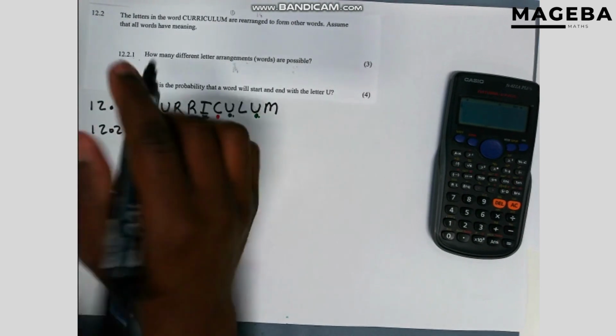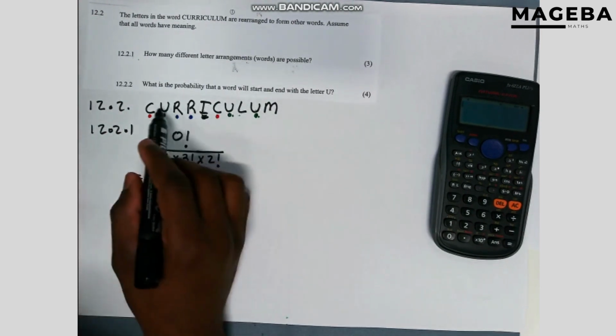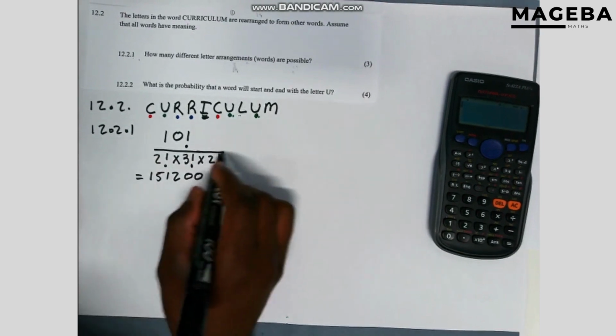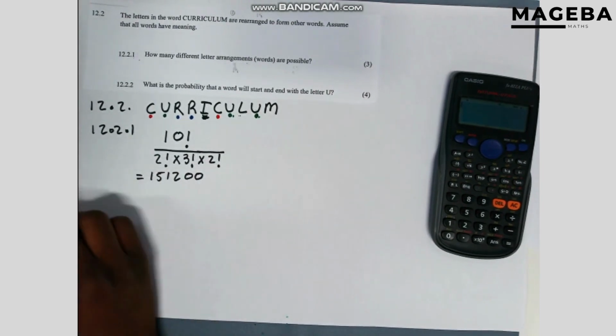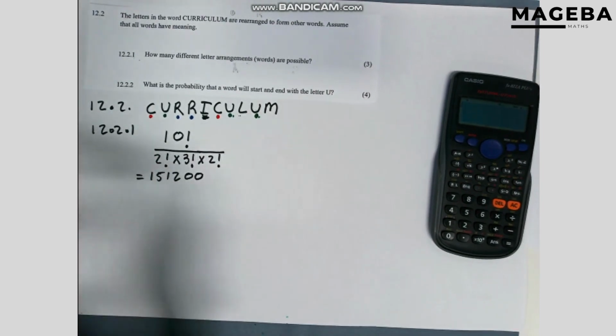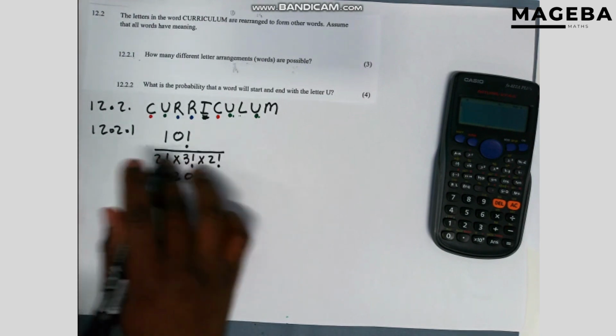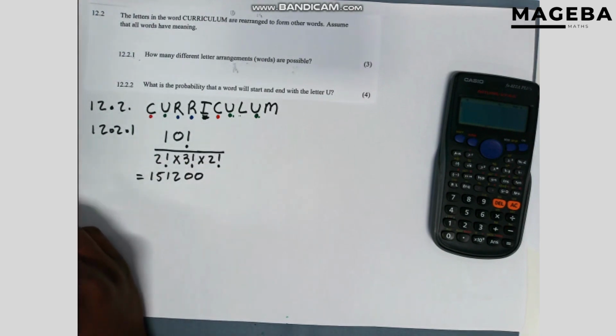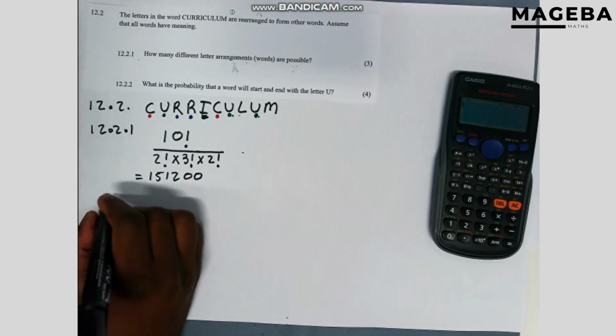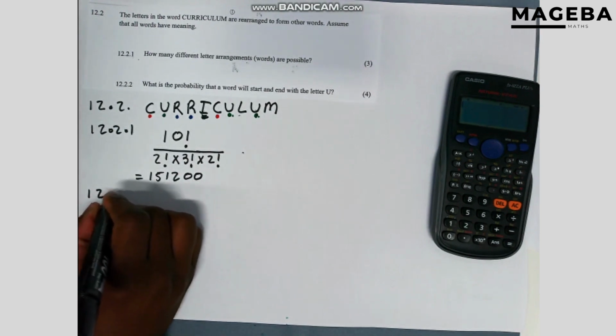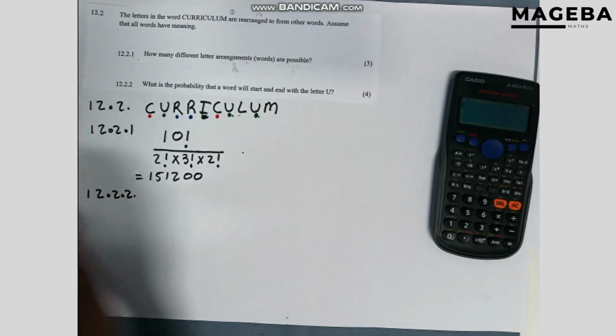Don't forget, if there are letters in the word that are being repeated, you divide by the numbers of those letters. Don't forget to put the factorial, and also we multiply the repeated letters' factorials when we divide here. Now let's go to this one, 12.2.2.